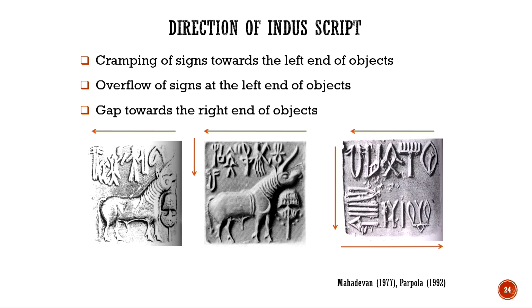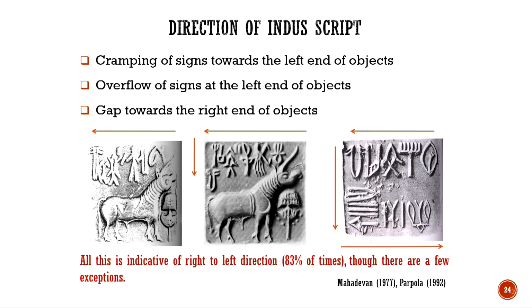Okay, so we have this kind of gap at the right end, and this again shows the right to left direction. So all these are external features through which archaeologists have tried to say that it seems to have a right to left direction. There was even a study by Professor B.B. Lal, I think, where he used the method of overlapping incisions to arrive at the same conclusion. So all this is indicative of right to left direction, though there are a few exceptions too.